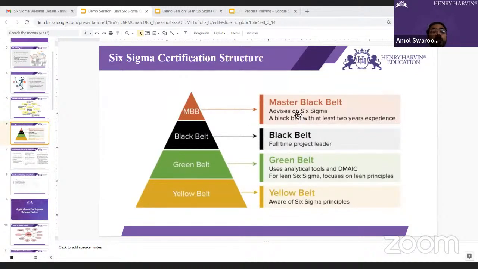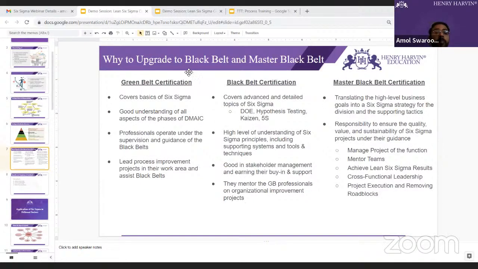Master black belt happens to be the person having the highest level of knowledge in this domain. That's it, right? So that is the whole pyramid structure of different belts for the Lean Six Sigma course. You start with green belt, you get black belt, and master black belt after getting some years of experience. That's it. Okay. Why upgrade? Why is there a need?